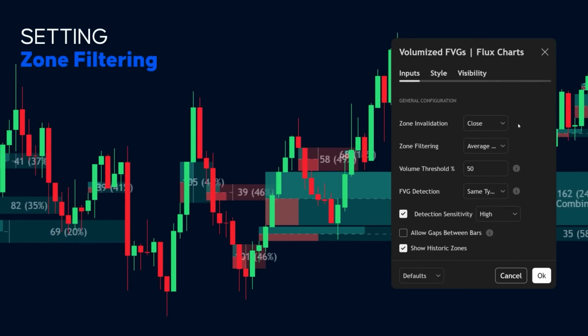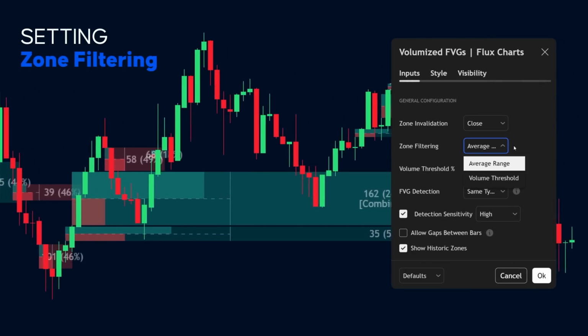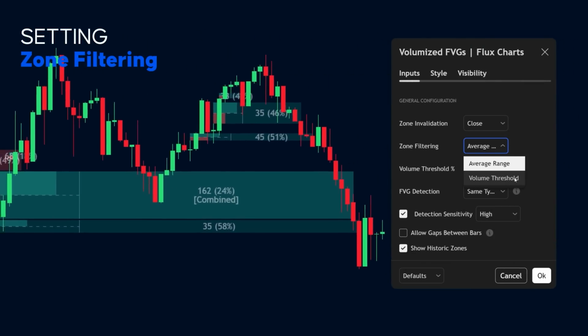Next is the zone filtering. This is what determines how the FVGs are filtered, so you avoid low probability gaps. There's 2 methods to choose from.